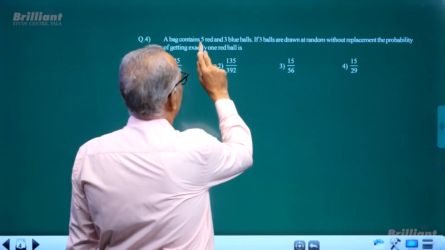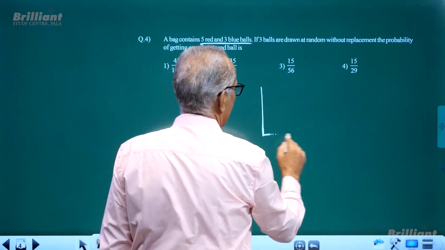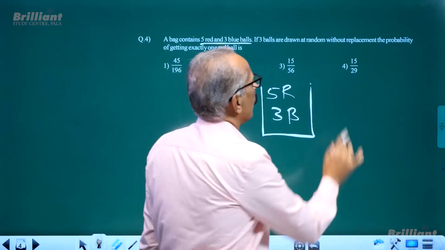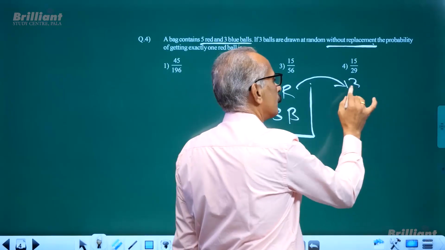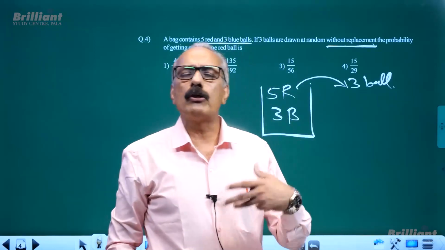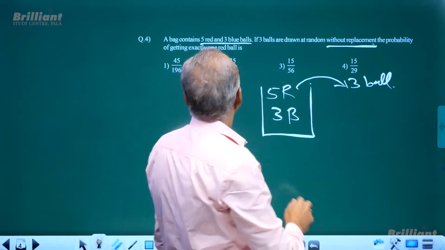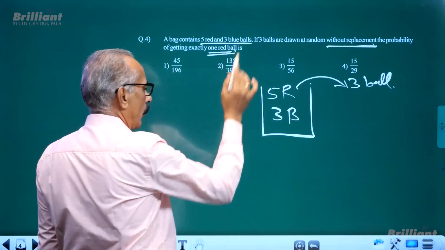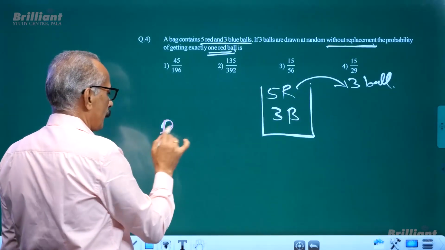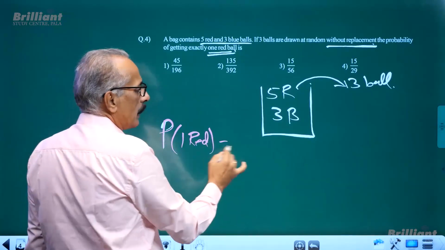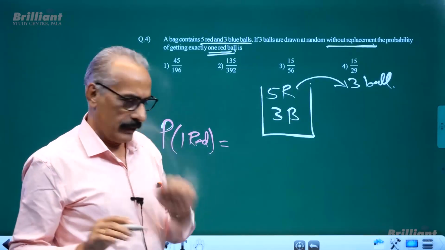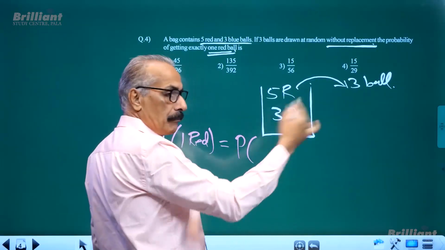A bag contains 5 red, 3 blue balls. There is a bag. We have 5 red, 3 blue balls. 3 balls are drawn without replacement. Nothing is mentioned in the question, then also it is without replacement. 3 balls are drawn simply, that means without replacement. Then the probability of getting 1 red ball. So probability of 1 red ball. What is the meaning of probability? You have selected 3 balls. Out of the 3 balls, 1 is a red. Therefore, it means you have to complete the entire thing.